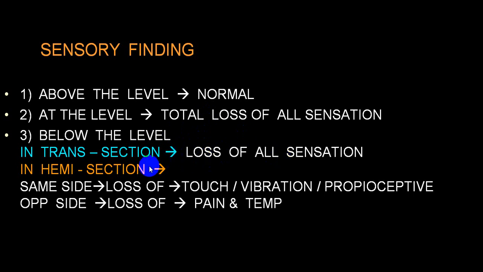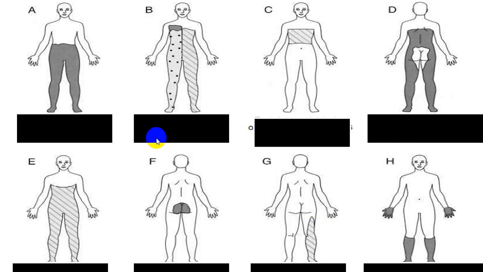But in case of a hemisection, on the side of the damage there is loss of touch, vibration and proprioceptive sensation, which we call the posterior column loss, and on the opposite side pain and temperature loss. This will be very useful to locate the site of damage, and this is very important.